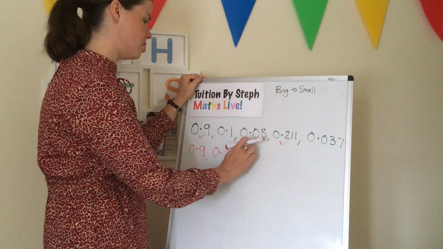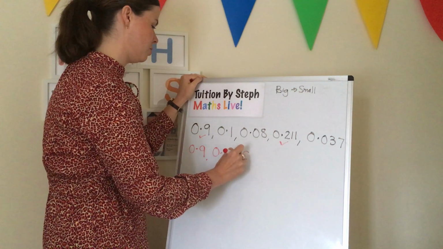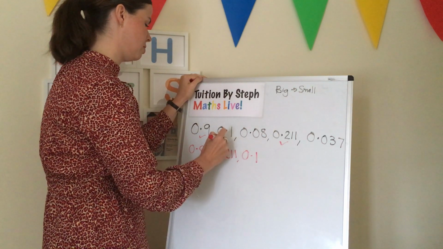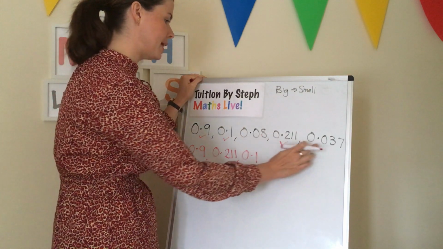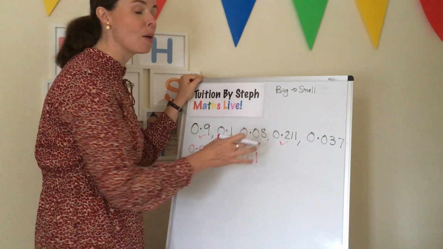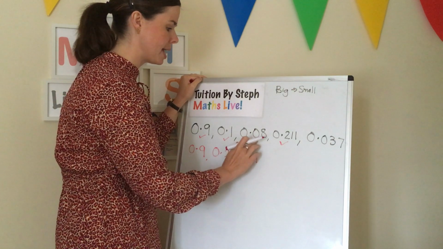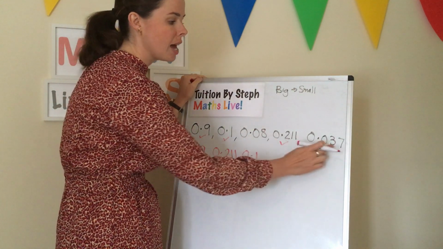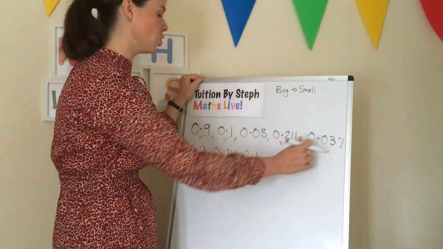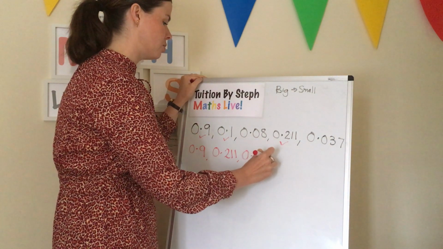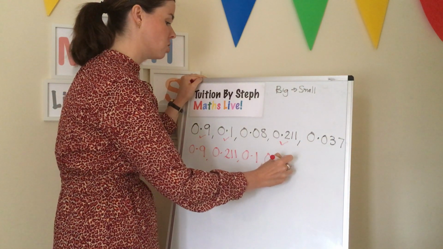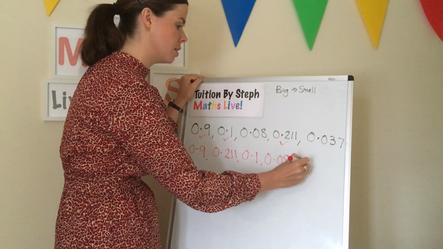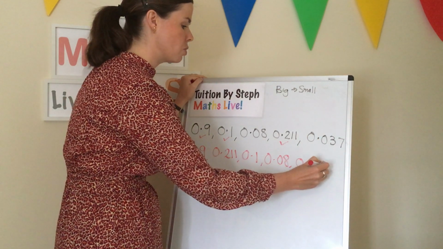1 tenth, no tenths, no tenths. So 0.1 is our third biggest number. No tenths, no tenths. Right, now we're going into the hundredths. We're going to the next digit along. This number has got 8 hundredths, and this one's only got 3 hundredths. So it's 0.08, and actually our smallest number is 0.037.